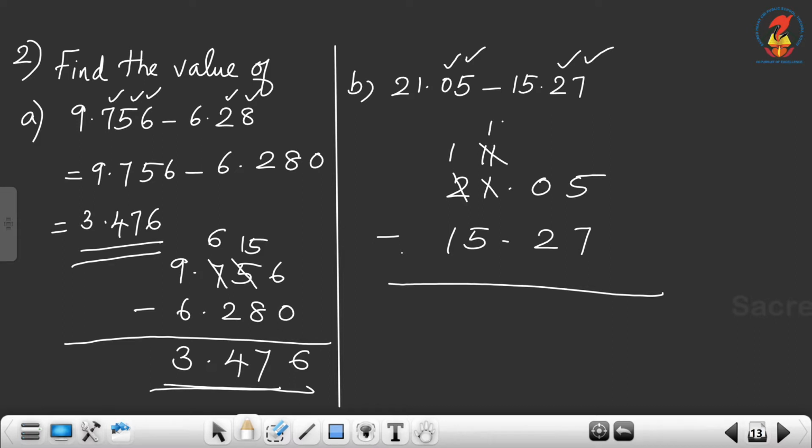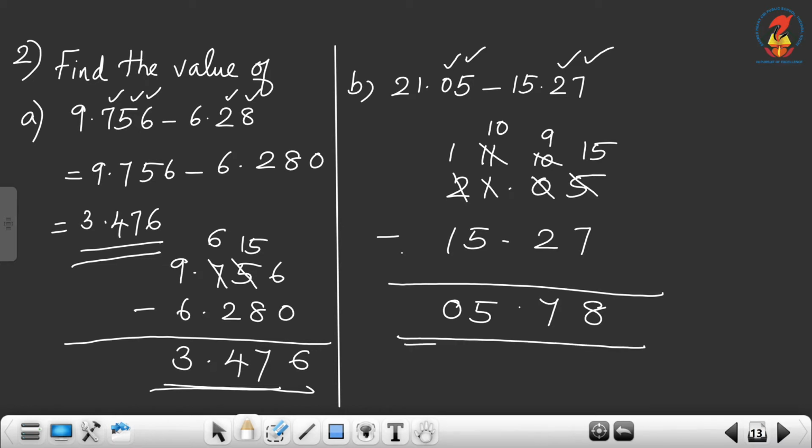From 11 you have to borrow, so 10. Then from 10 you have to borrow, 10 will become 9 and it will become 15. Then 15 minus 7, 8. 9 minus 2, 7. Then the decimal point comes, put the decimal point. 10 minus 5, 5. 1 minus 1, 0. So the answer is 5.78.